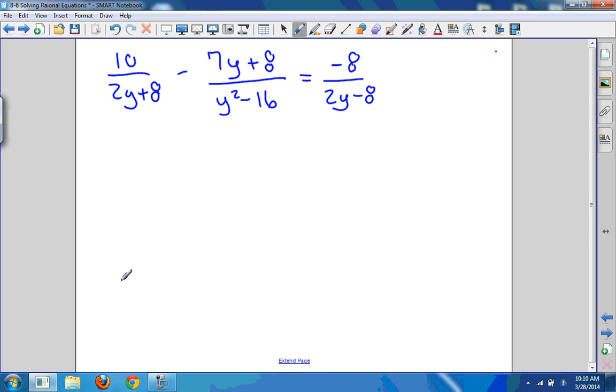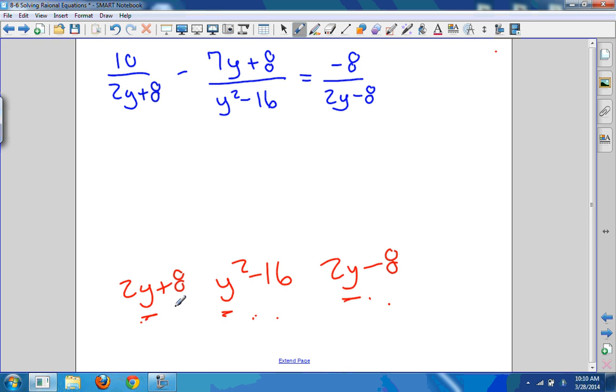So let's look at this. We have a 2y plus 8, we have a y squared minus 16, and we have a 2y minus 8. All of these look a little bit familiar. They all have something kind of in common. We have this y, we have an 8, we have a 16, which is double 8, right? And we have another 8. So there's something going on with them that's in common.